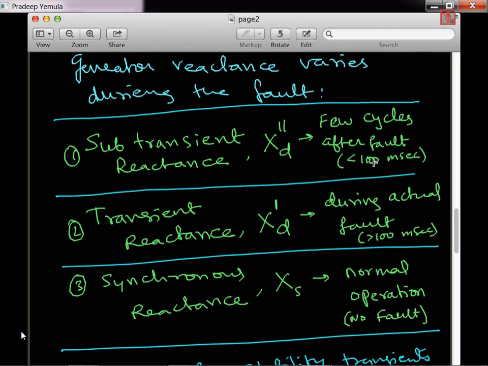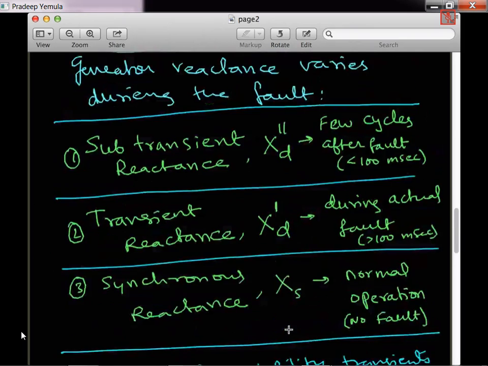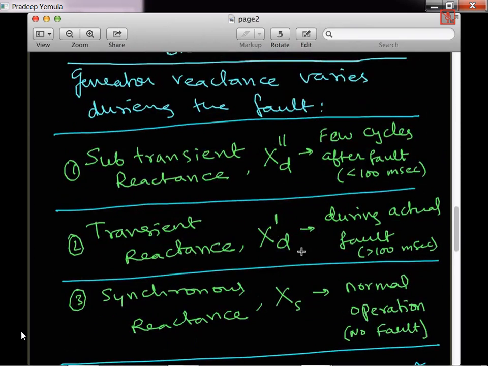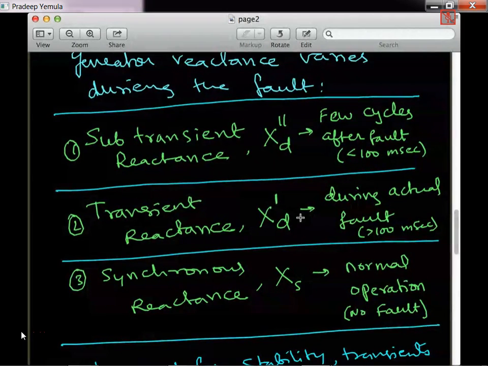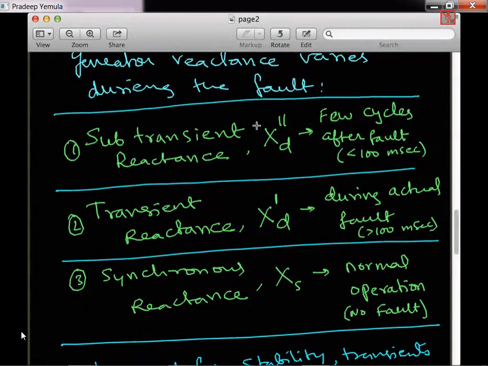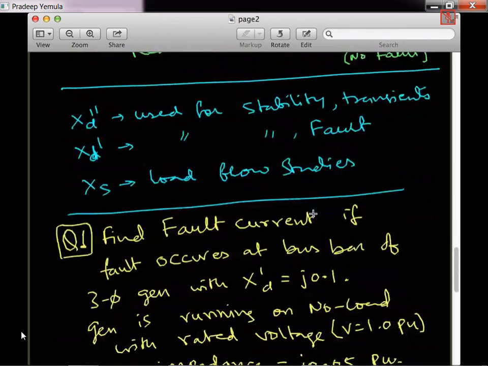So the moment the fault occurs, we get the subtransient reactance. Slightly after a few cycles, we get the transient reactance, and under normal operation, we get the synchronous reactance of the generator. The first one is used for stability and transient studies. The second one is used for fault studies. For determining the current immediately after the fault, you can use Xd double dash, and for determining the circuit breaker fault interruption current and so on, you can use Xd dash.